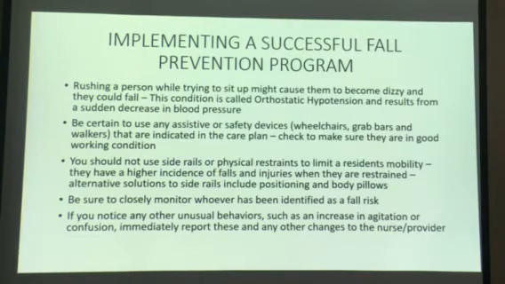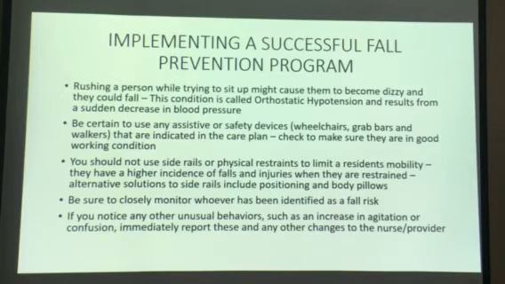This condition is called orthostatic hypotension and results from a sudden decrease in blood pressure. Be certain to use any assistive or safety devices such as wheelchairs, grab bars, and walkers. They are indicated in the care plan. Check to make sure they are in good working condition. You should not use side rails or physical restraints to limit a resident's mobility. They have a higher incidence of falls and injuries when they are restrained. Alternate solutions to side rails include positioning and body pillows.